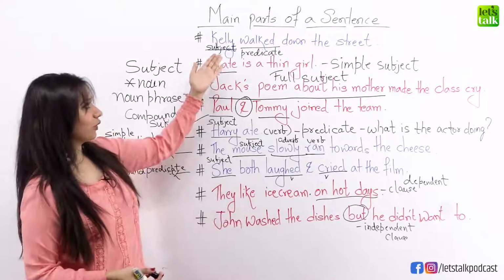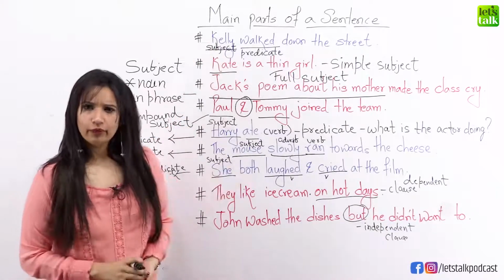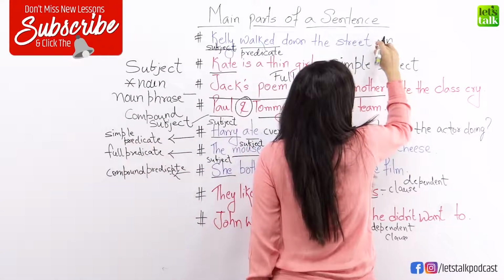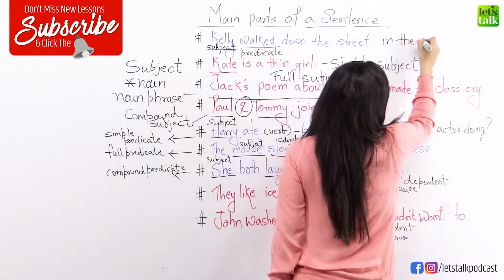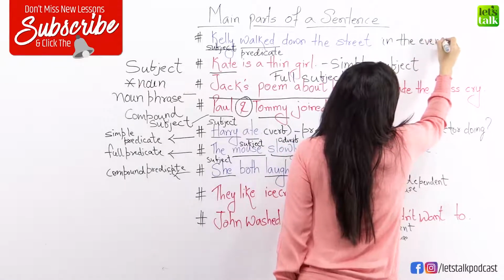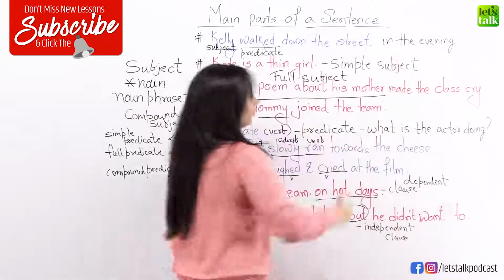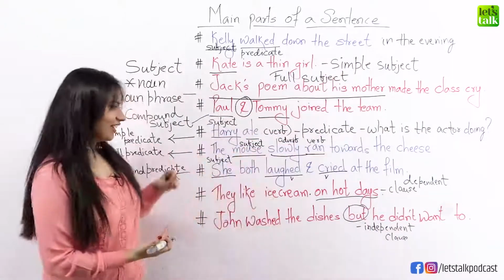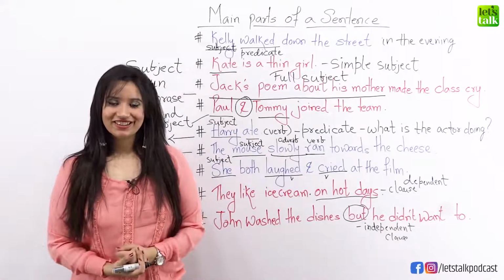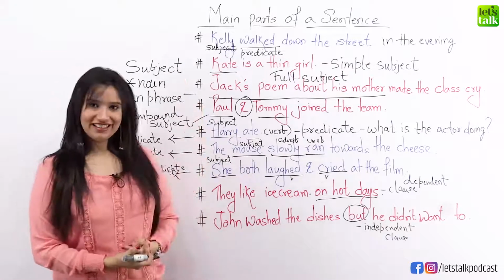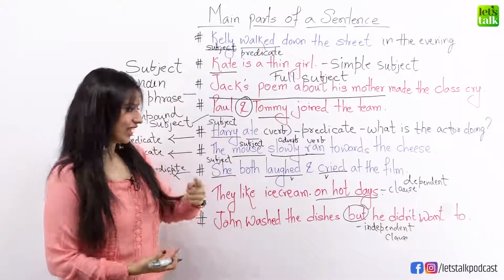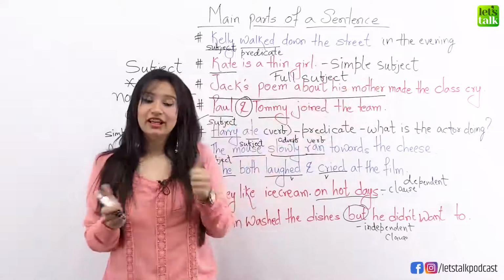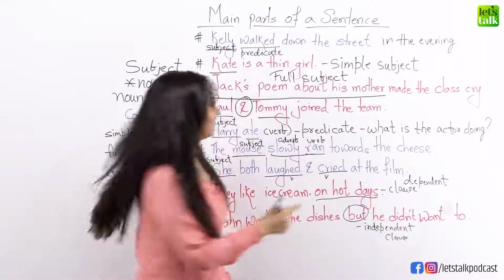Coming back to the first one we have, Kelly walked down the street. I have a quick test for you. Kelly walked down the street in the evening. So in the evening, quickly tell me, is it a dependent clause or an independent clause? This one here is a dependent clause. And why is that so? Because in the evening, just like on hot days, cannot stand alone.